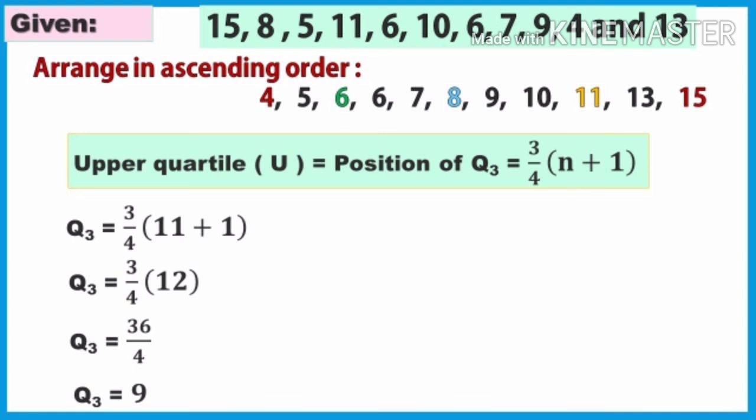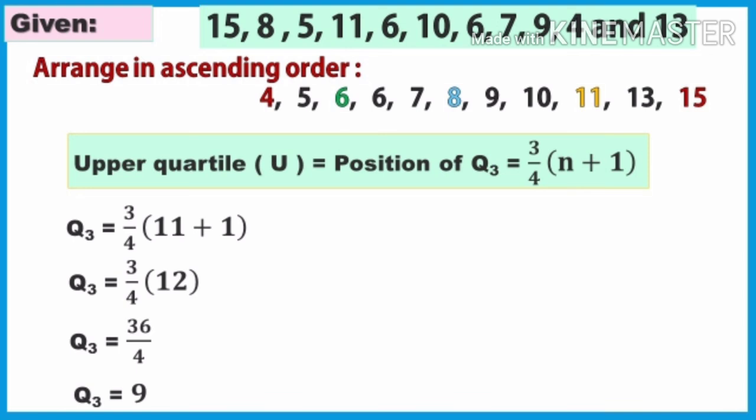Okay, again, the number of data is 11. So, we substitute 11. So, quartile 3 equals 3/4 times n is 11. Therefore, we have 11 plus 1. Then, simplify. 11 plus 1 is 12. Then, now we have third quartile equals 3/4 times 12.